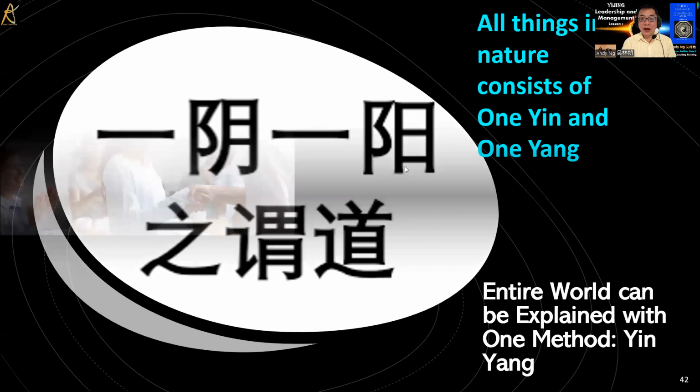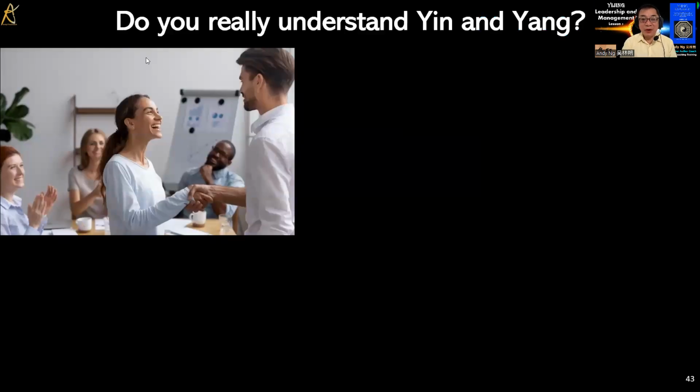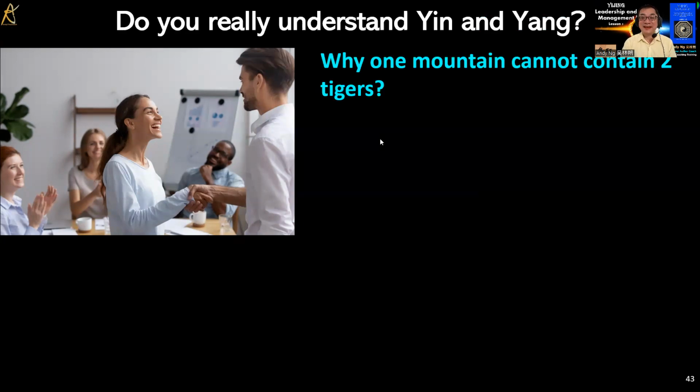Understand that I can solve it not because I'm clever or have some superpowers. I'm just using the natural laws of yin and yang. Why can one mountain not contain two tigers? Very obvious, right? Tigers are yang, so you cannot have two yang. The two yang will keep on fighting, right?